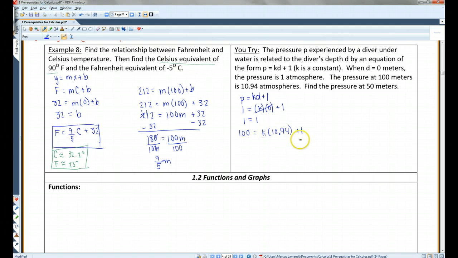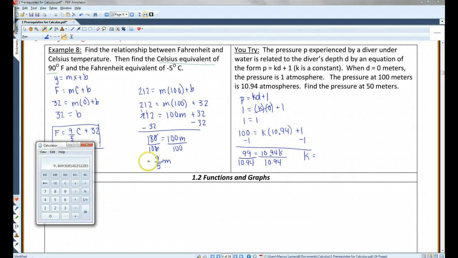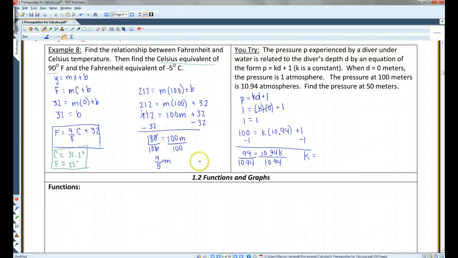Okay, so I'm going to subtract 1 from both sides. I've got 99 equals 10.94K. And I don't think we really need a graphing calculator for this one. I'm just going to pull up my regular computer calculator. K equals 9.05. Okay, so here is my new equation. P equals 9.05 D plus 1. Okay, now we just need to find the pressure at 50 meters.